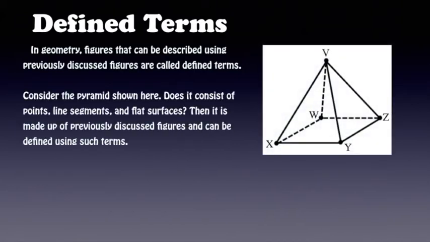In geometry, figures that can be described using previously discussed figures are called defined terms. Consider the pyramid shown here. Does it consist of points, line segments, and flat surfaces? Then it is made up of previously defined figures and can be defined using such terms.